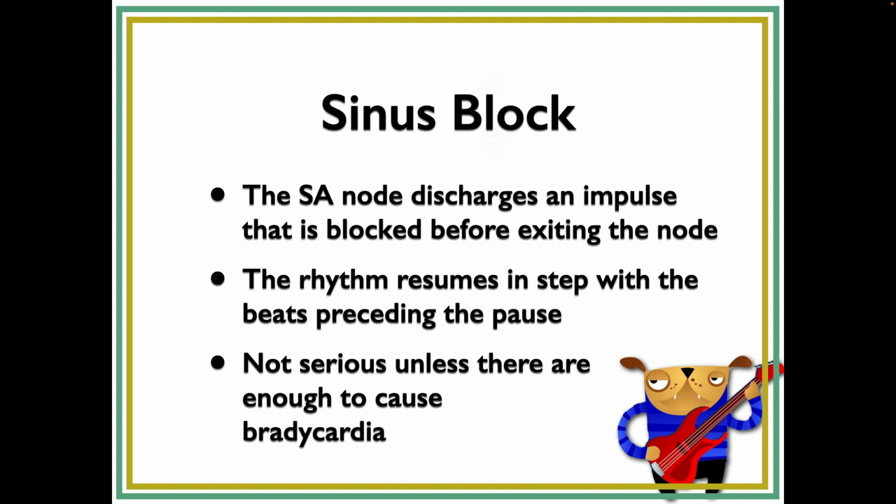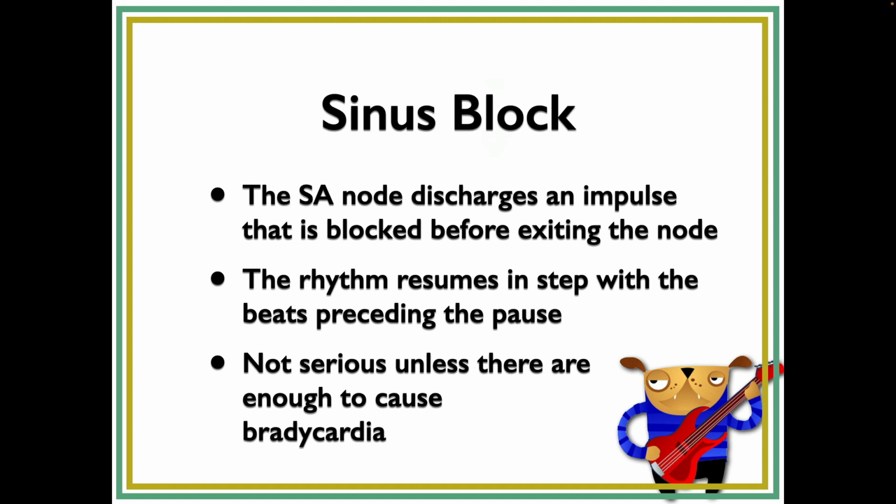In order for everything actually to be working, the gate of the SA node has to be open. And every once in a while, the gate stops working. So the problem is not with the pacemaker, it's with the surrounding structure of the SA node, okay? So the SA node discharges an impulse that's blocked. That's why it's called sinus block. The gate is closed, it's blocked.